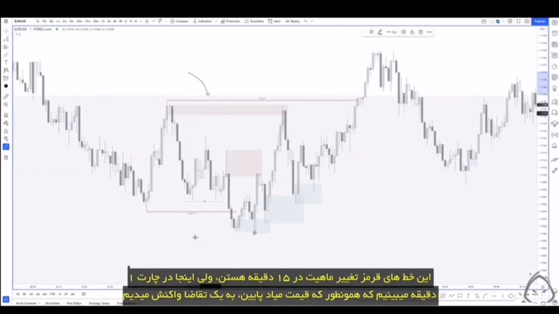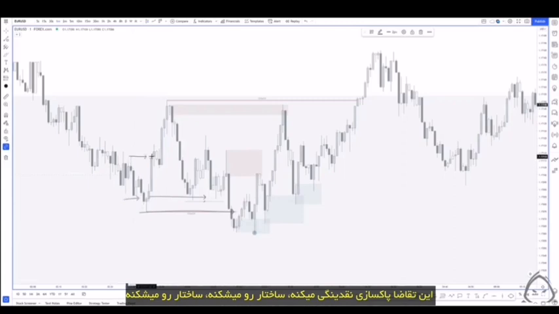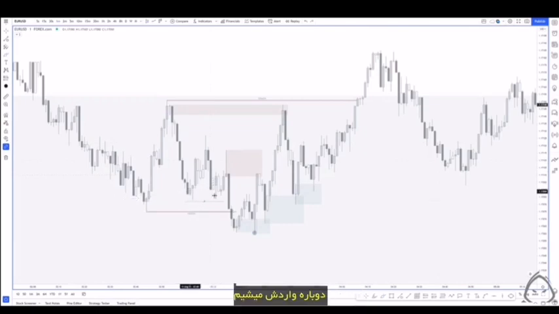So these red lines are a change of character on a 15-minute. But what we can see here on the 1-minute chart is as price comes to continue down, we react off of a demand zone. This demand zone sweeps liquidity. It breaks structure. We see that price does get respected. We get another tap into it.